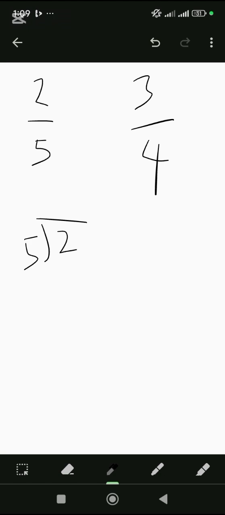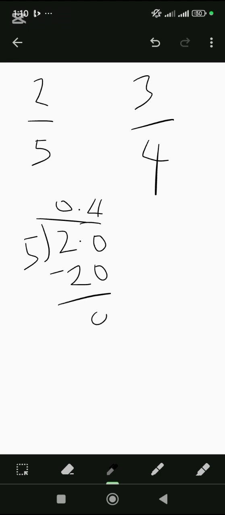5 into 2 cannot go, and so we can say 0 and have a point here. And since we have a point here, we can have a point here. It also means we can have 0 here. All right. 5 into this, 20 now. You look at this 2.0 as 20, and so that will be 4. Okay. And 5 times 4, that will be 20. And when we subtract this, this will be 0.